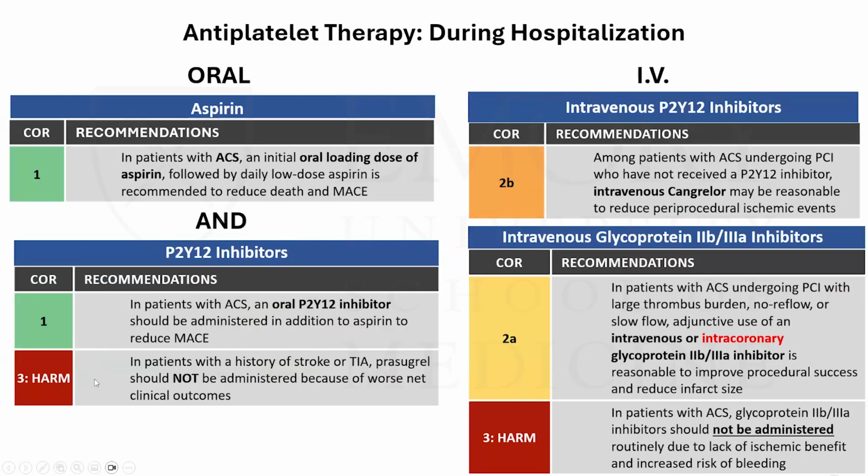And then there's a contraindication to prasugrel as a class 3. If the patient has a history of stroke or TIA, prasugrel should not be given. Now, in terms of intravenous therapy, a class 2B has been given to cangrelor. Among patients with ACS undergoing PCI who have not received a P2Y12 inhibitor, intravenous cangrelor may be reasonable to reduce periprocedural ischemic events. Such patients may be those who are comatose, who have had a cardiac arrest, or are vomiting on the table. This drug could be used. So it's a class 2B.